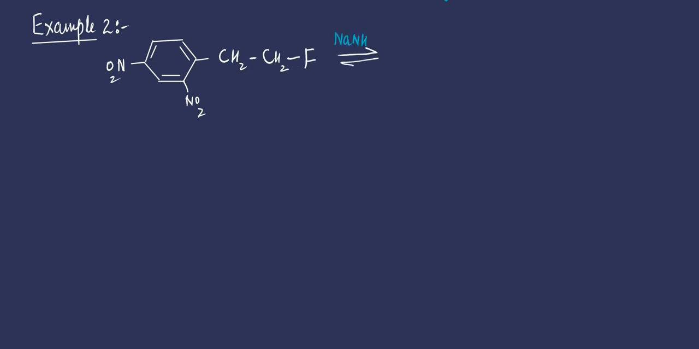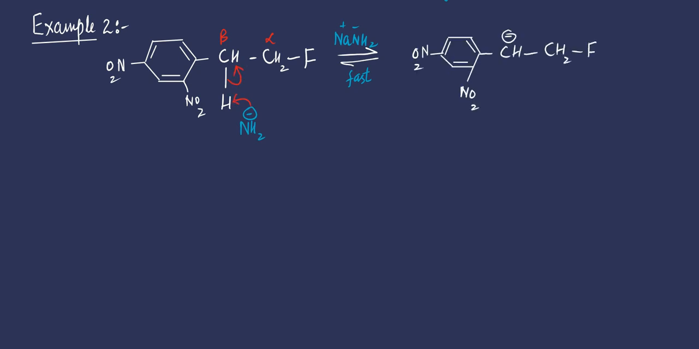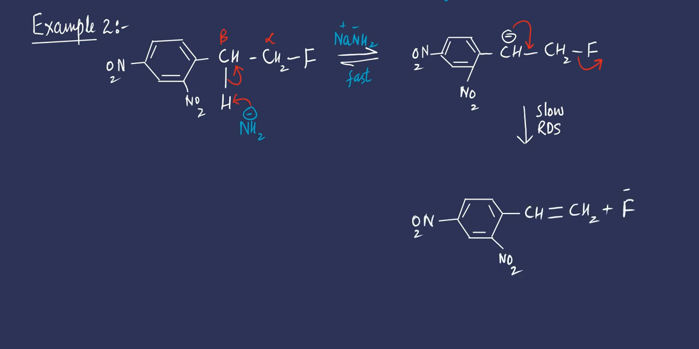Consider this second example. The substrate is similar except that the phenyl ring has electron withdrawing nitro groups at the ortho and para positions, which makes the phenyl ring overall more electron withdrawing, which in turn makes the beta hydrogen more acidic than in the previous example. So the first step will be fast deprotonation of the beta proton by a strong amide base, to form this much more stable carbanion conjugate base. This is followed by expulsion of the weak leaving group, fluoride anion. This is a slow step and hence rate determining, and leads to the formation of this alkene.